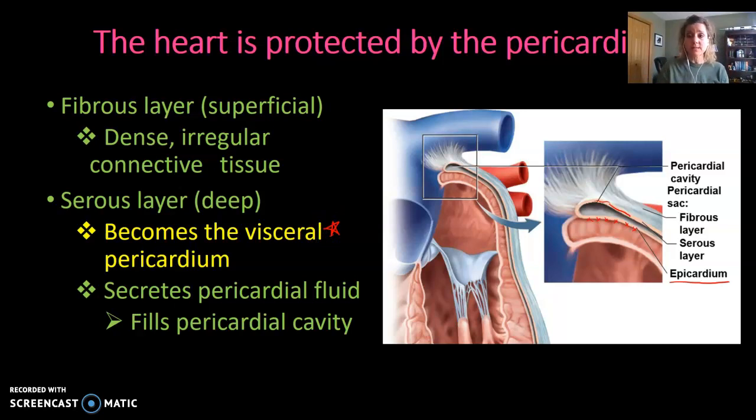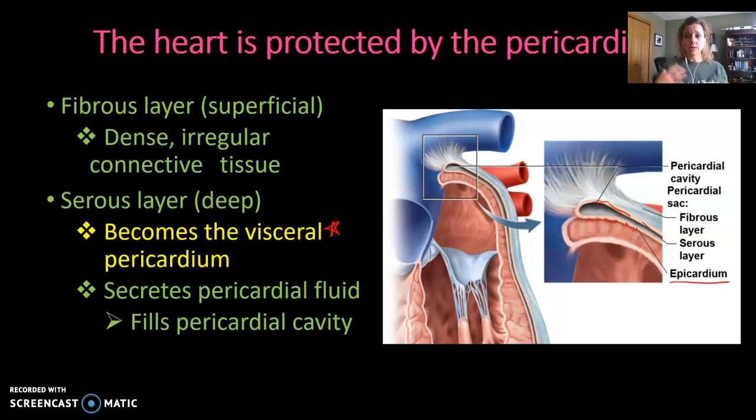And remember, anything that has visceral in front of it means that it's actually touching the cells that make up the organ itself. Now, in between my serous layer and my visceral layer, I have a gap. That gap is called the pericardial cavity, and it's filled with fluid called serous fluid, which is secreted by cells that make up this serous layer of the pericardium. And this fluid, along with the pericardium itself, is going to function to protect the heart.